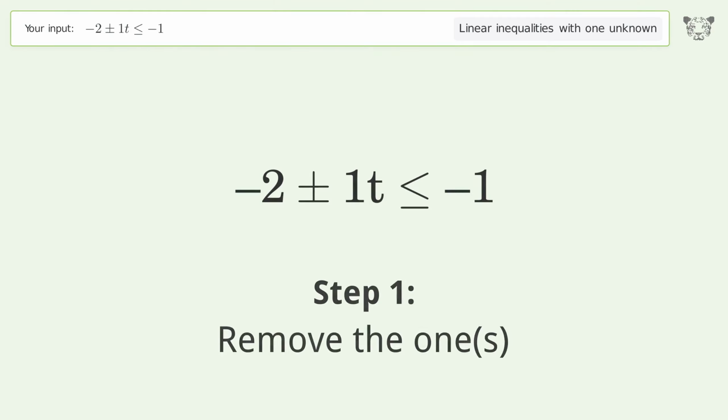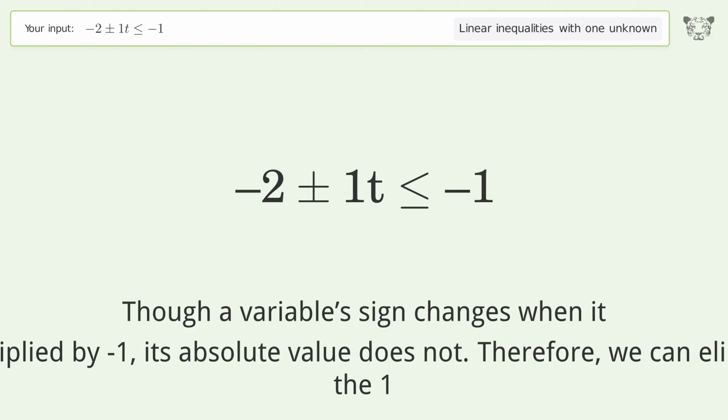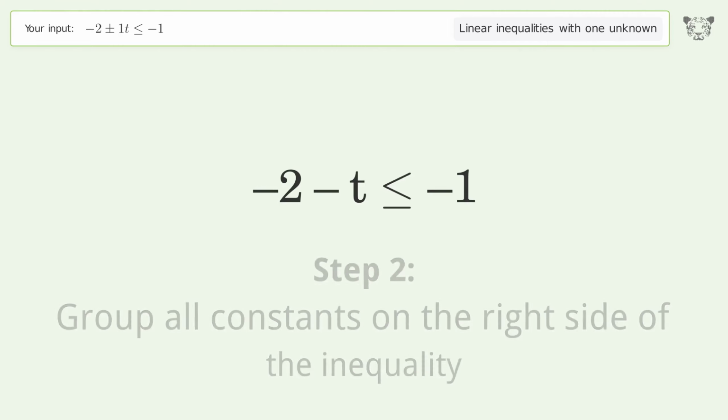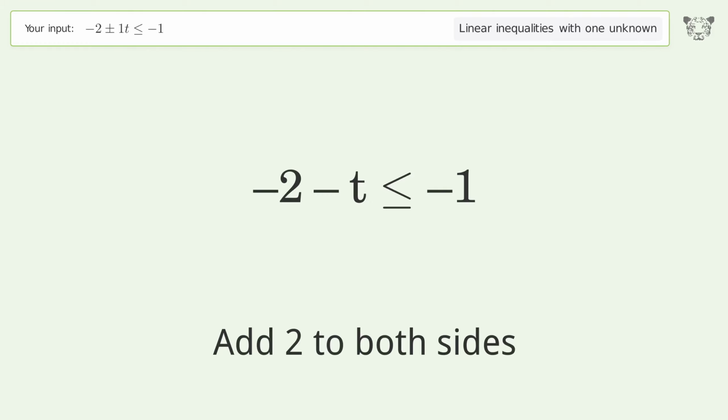Remove the ones. The way a variable's sign changes when it is multiplied by -1, its absolute value does not. Therefore, we can eliminate the 1. Group all constants on the right side of the inequality. Add 2 to both sides.